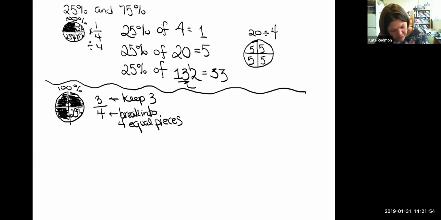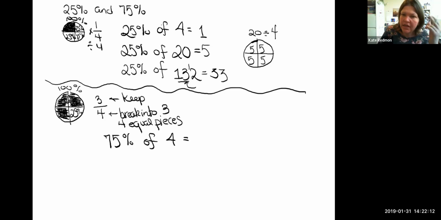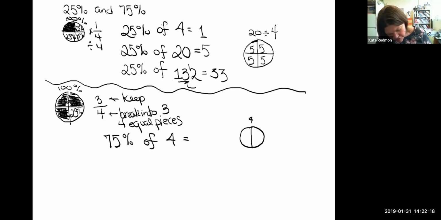Say, for example, I want to do 75% of 4. But let us think back to our 25%. When we took 4 and broke it into 4 equal pieces, we ended up getting 1 in each one of those. But I don't want 1/4. If I have 75%, I want 3/4. So I need 3 of these pieces. Well, 1, 2, 3. 3 of those pieces would be 3.